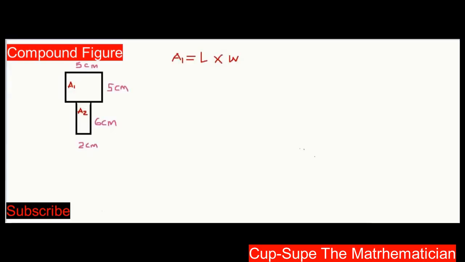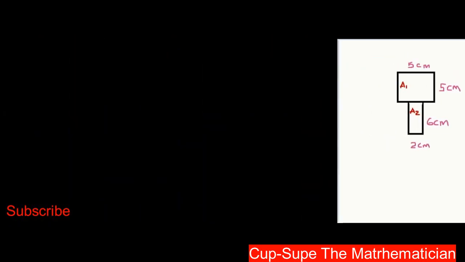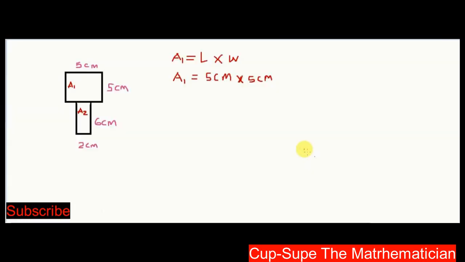So I am going to find the area of the square. A1 equals length times length, which is 5 centimeters times 5 centimeters. Therefore, A1 equals 25 centimeters squared. So this is how we find the area for A1.